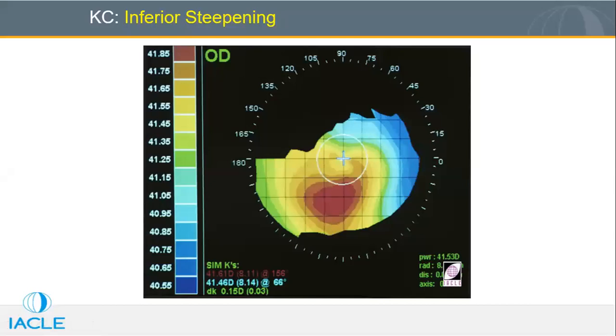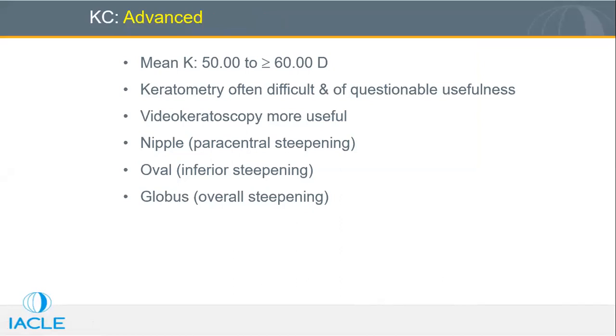So this is again one example of inferior steepening. Again, the cone here is a globus cone. As I told you, in advanced cases the mean K value is anything between 50 to 60. Keratometry you cannot do in this kind of patient. You have to do topography. According to the K reading, you will get very advanced readings in the nipple cone also, in the oval cone also, and in the globus cone also.